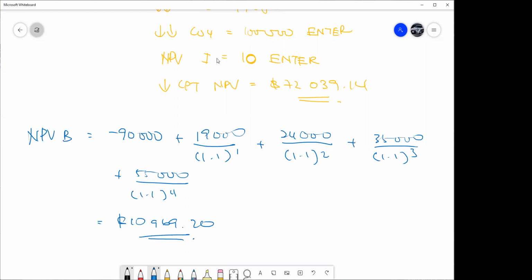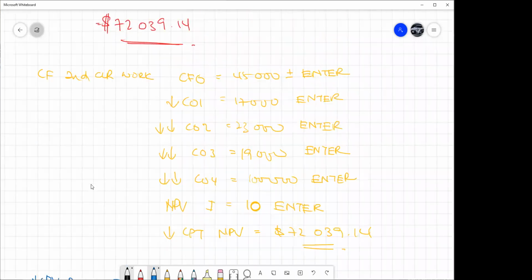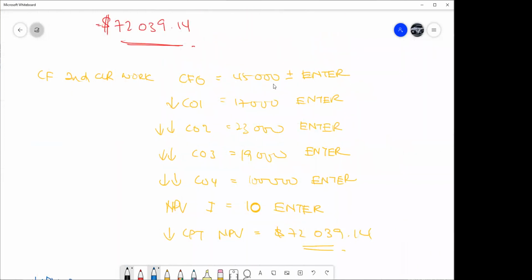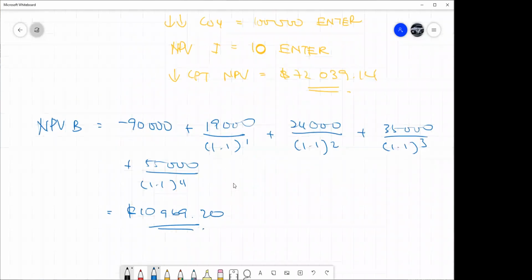Same thing for the calculator. You just change the cash flows: plus minus 90,000, 19,000, 24K, 34K, 55K. Interest is 10%. Enter, and compute your NPV for B. You get 10,969.2. So now the question is not ended here. NPV B is 10,969.2, whereas for NPV A, why is it times by 1, not 0.1? Where's the times by 1?